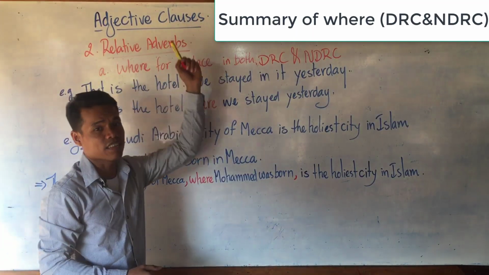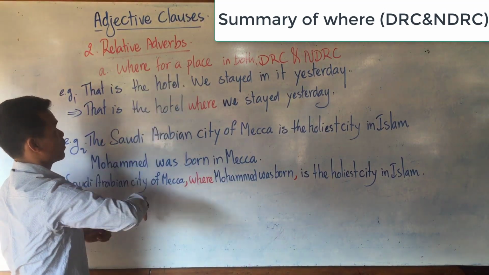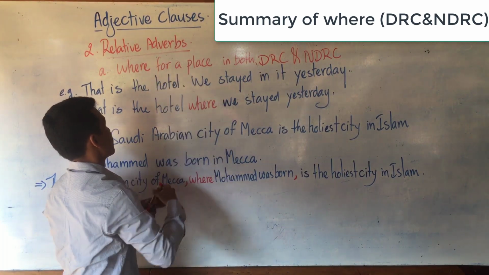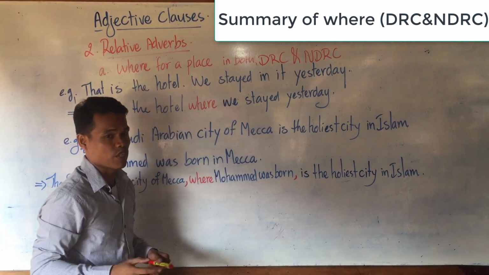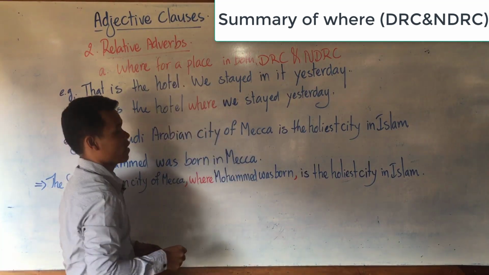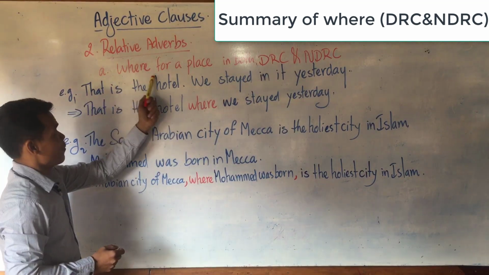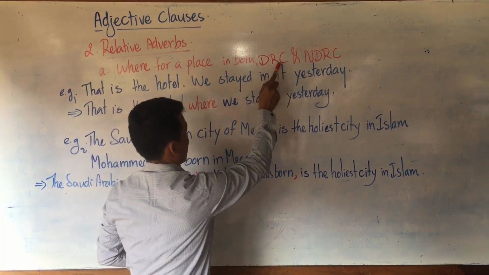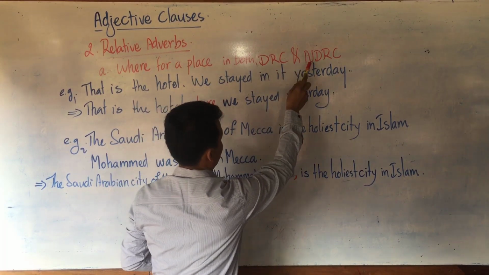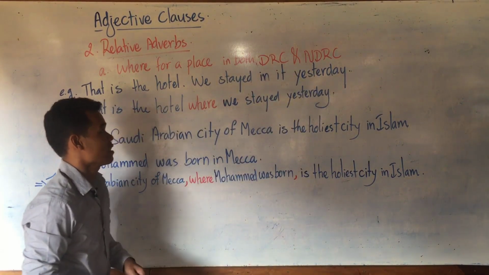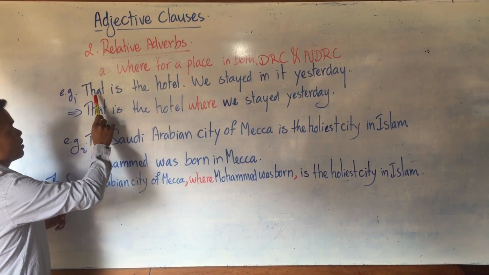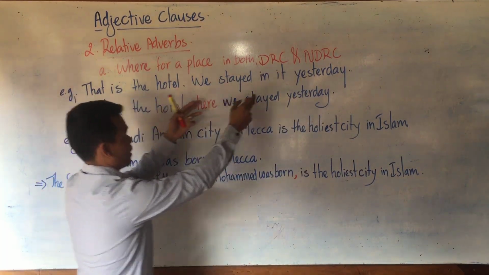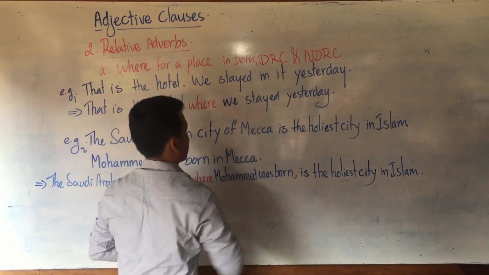Adjective clauses or relative clauses, number 2, relative adverb, or some books call it a relative pronoun too. But that is okay because, to me personally speaking, where has no function as a subject or object like that. That's why a relative adverb is more appropriate for me. Where for a place in both defining and non-defining relative clauses, DRC defining relative clauses and non-defining relative clauses. Example here. That is the hotel we stayed in yesterday. That is the hotel. So hotel and it are the same thing, but it here is the object of preposition.